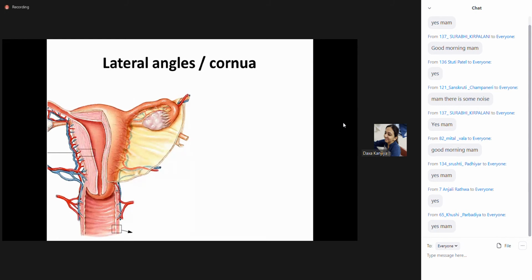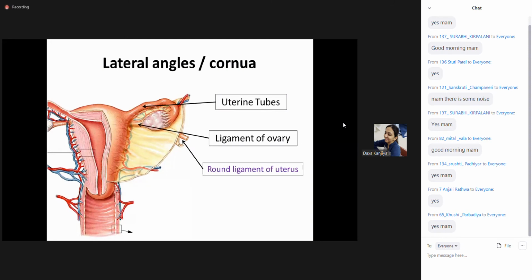Now the two cornua or two lateral angles. So which are the structures present at the lateral angle of the uterus? See, in practicals also they ask identification. So how will you identify the structures present at the lateral cornu of the uterus? Uppermost structure is the uterine tube. In front of uterine tube, there is round ligament of uterus. Below and behind the uterine tube, there is ligament of ovary, which extends from the lower pole of the ovary to the lateral cornu of the uterus. So these are the three structures.